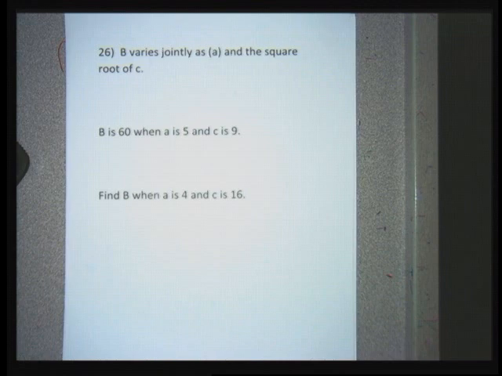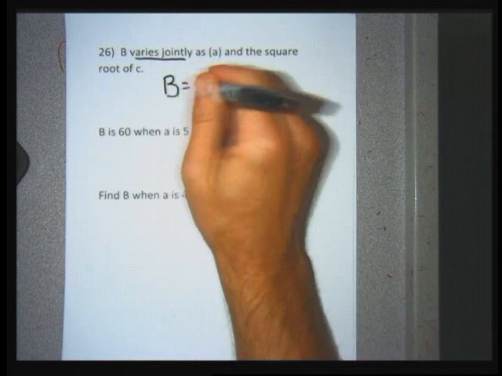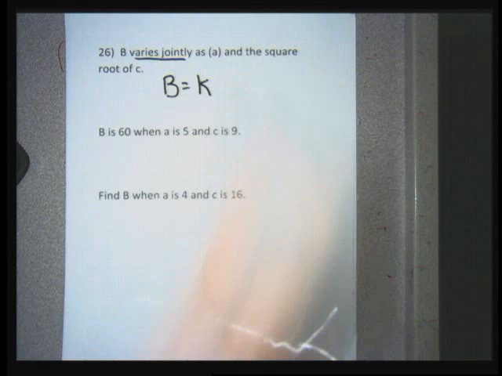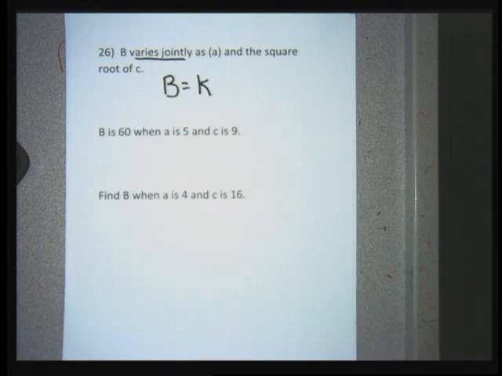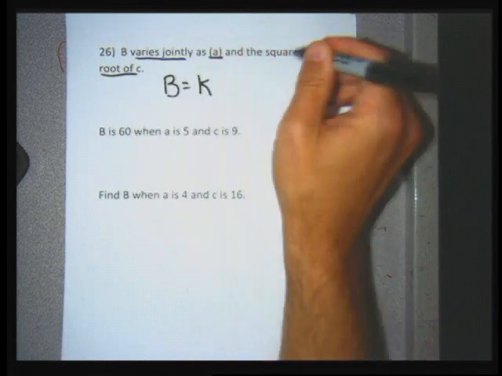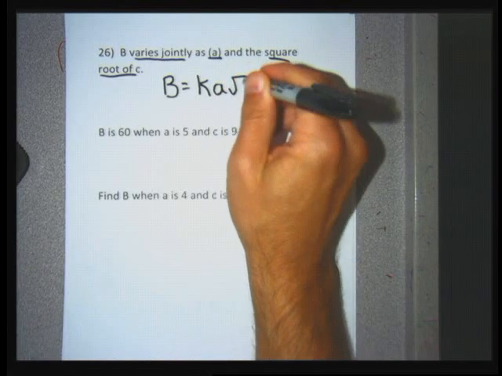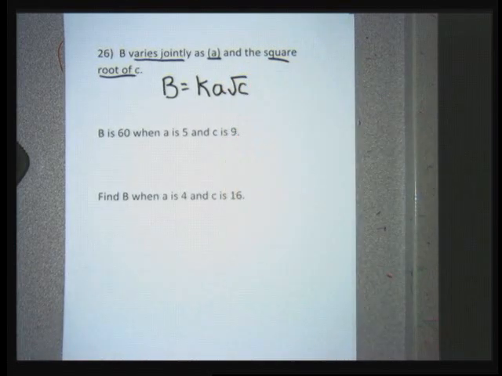So I broke 26 up into the 3 sentences. First sentence, I see the word varies jointly. When I see varies jointly, I know I need no division, because I only get division when I see inversely. But after the k, I need 2 letters as opposed to 1. The letters are going to be a, and then the c is going to be under a radical symbol. So I'm going to get an a, and then a c under the square root symbol.